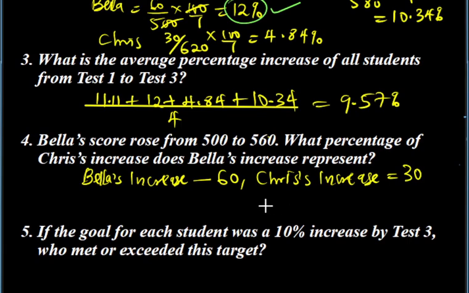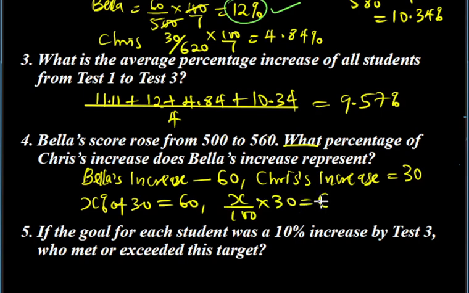Writing this mathematically, we'll say X percent, because we don't really know the percentage, so we'll call it X. So we'll now say X percent of Chris's increase is equal to Bella's increase. So X percent of 30 is equal to 60. You know X percent is like X over 100. So now I have X over 100 times 30 is equal to 60.